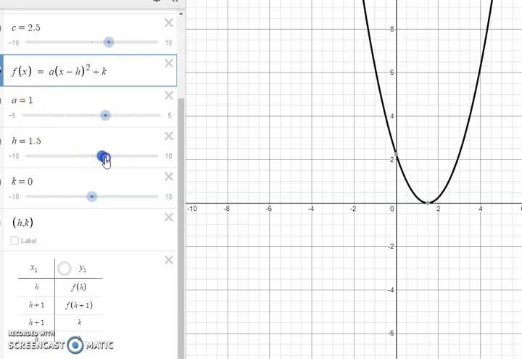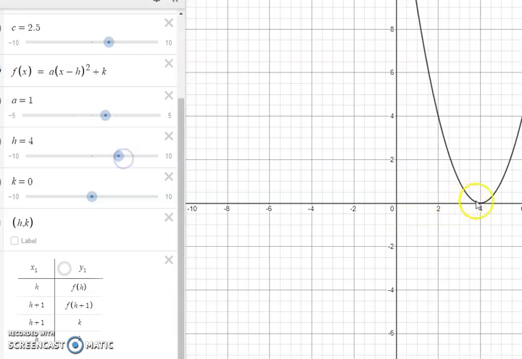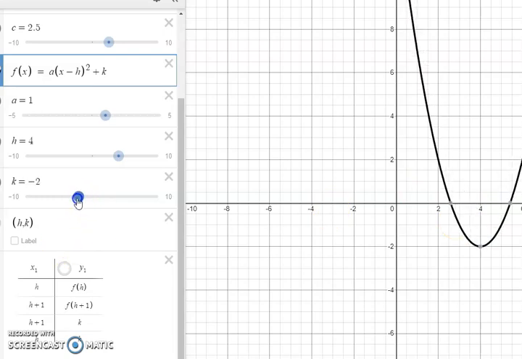But let's talk about what that meant when we said the vertex is (h, k). If I change h to 4, notice the x value of the vertex has moved over to 4. If I change k to minus 2, notice the y value of the vertex has moved down to minus 2, so the vertex is now at (h, k), (4, negative 2). Now we're going to work through this slowly and think about why this happens.